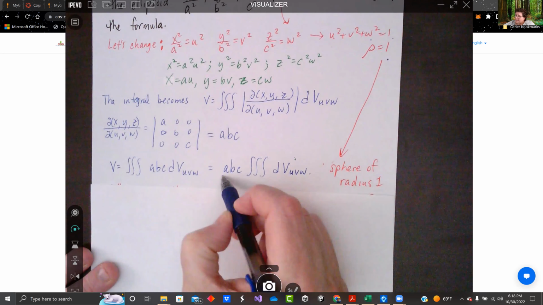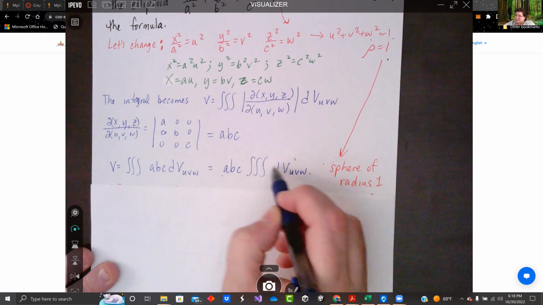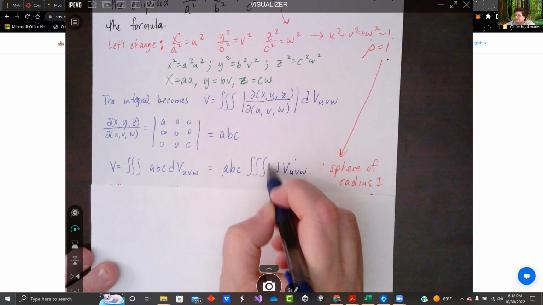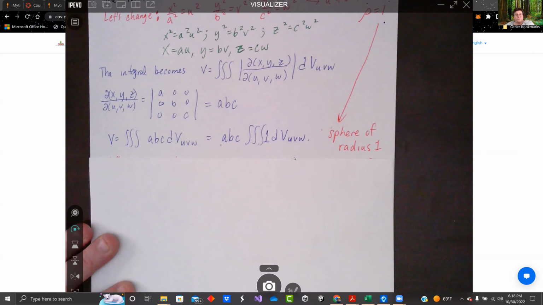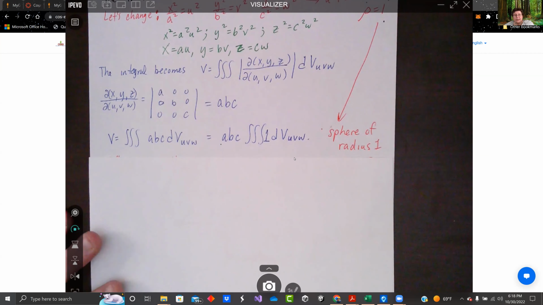So I can factor out the abc. I'm finding the volume of a sphere because I've got a 1 in front. The volume of the sphere is 4/3 pi r cubed. So 4/3 pi times abc is what I should get.